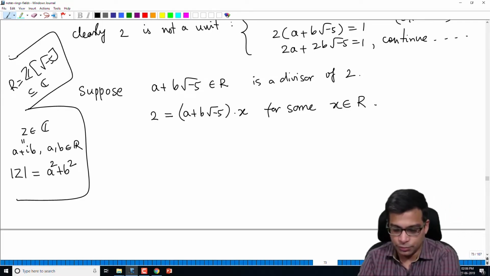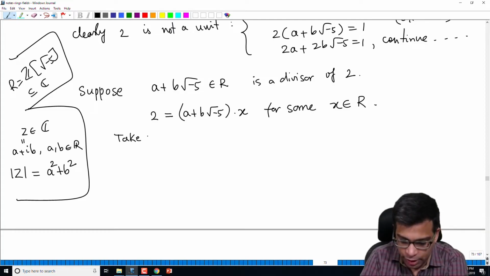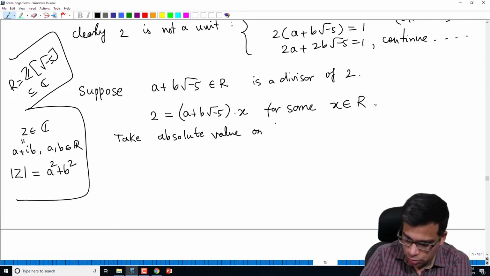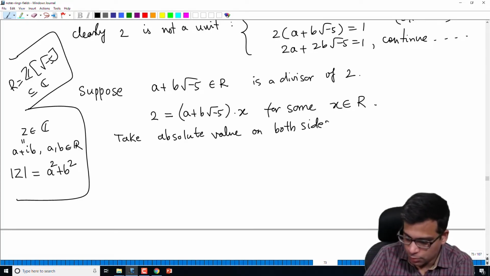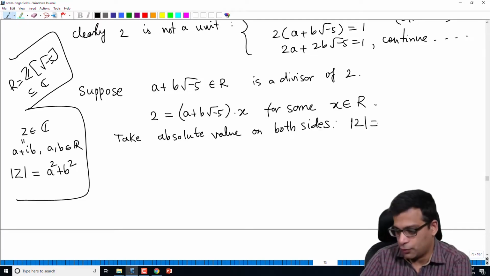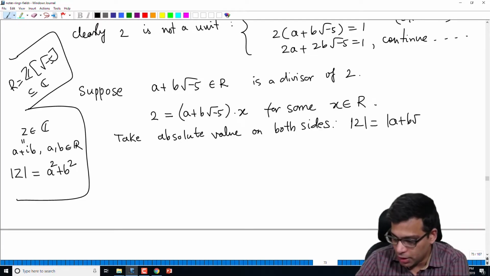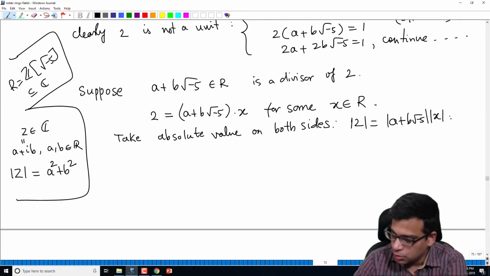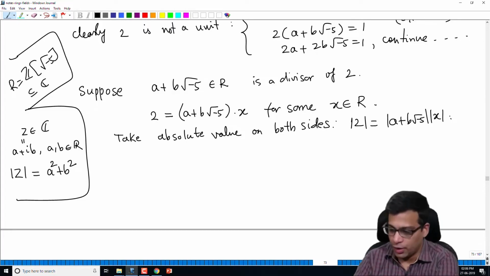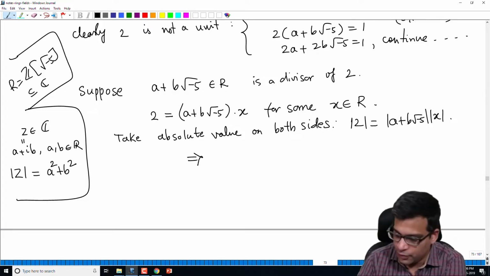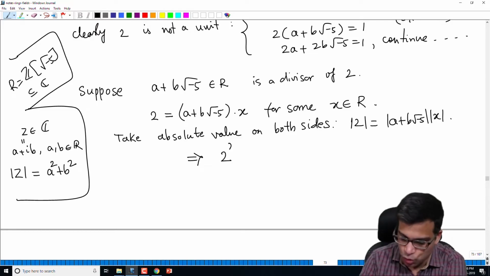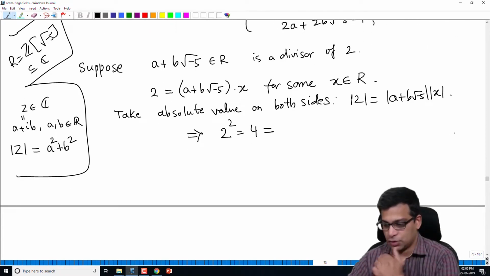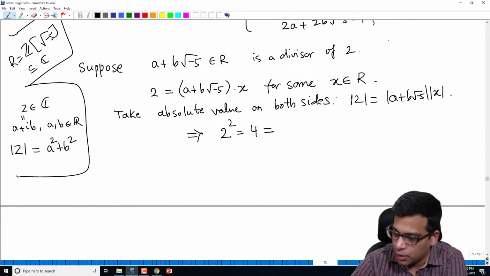So we can take absolute value on both sides. We get the absolute value of 2 is the absolute value of a plus b times square root minus 5, times the absolute value of x. Right? This is my definition of absolute value. But what is the absolute value of 2? This is actually 2 squared, which is 4. And what is the absolute value of a plus b times square root minus 5? Remember, I'll write it here.